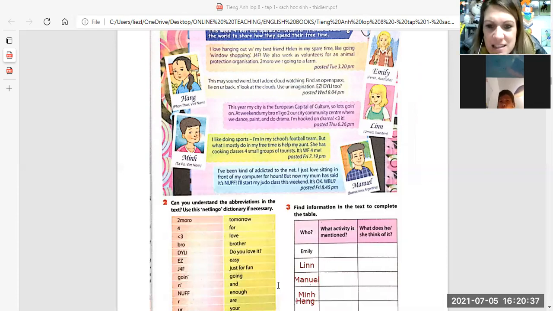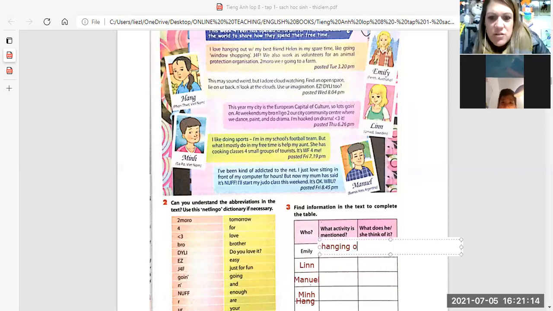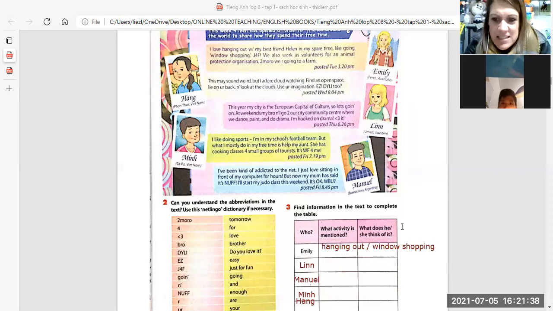Okay, what activity is mentioned? Now, what activity does Emily like to do? What activity is mentioned, Emily? I love hanging out with my best friend Helen in my spare time. So hanging out, she likes to do. And what activity? Like going window shopping. Hanging out and going window shopping with her friend. And she says, it's just for fun. Do you see?